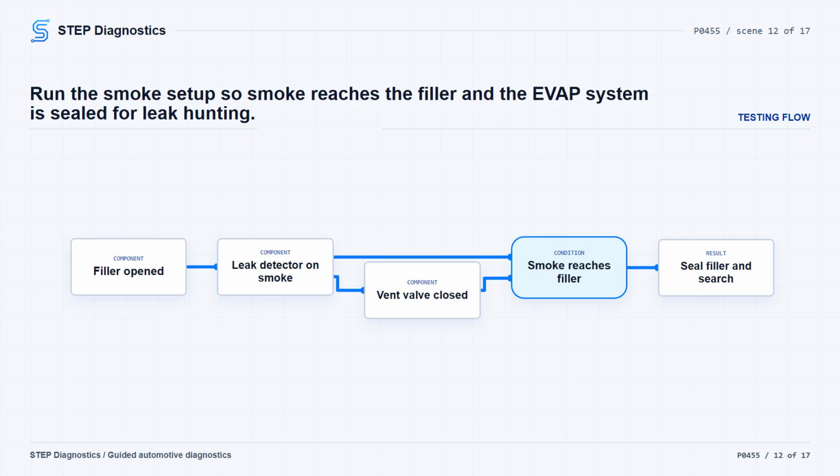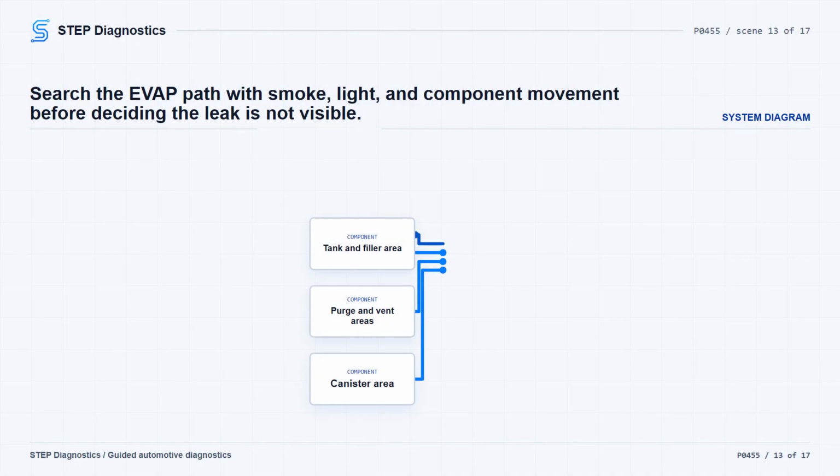If smoke does not come out of the filler after the system is pressurized, command the vent valve open until smoke is seen at the vent valve. Then command it closed again. Once smoke exits the filler, install the fuel cap or remove the supplemental adapter, keep smoke going into the EVAP system, and use the halogen spotlight along the EVAP path to find smoke escaping.